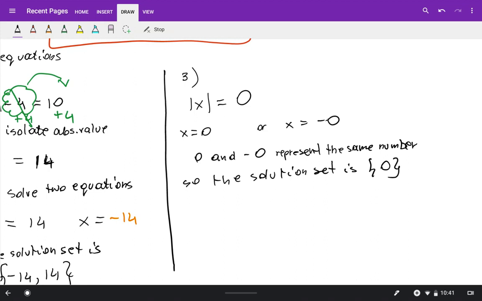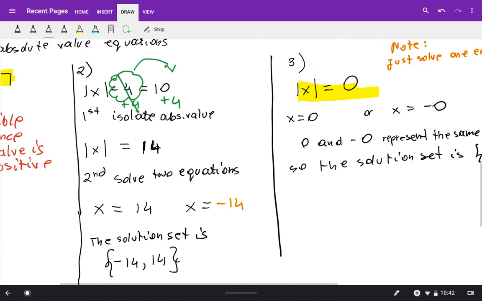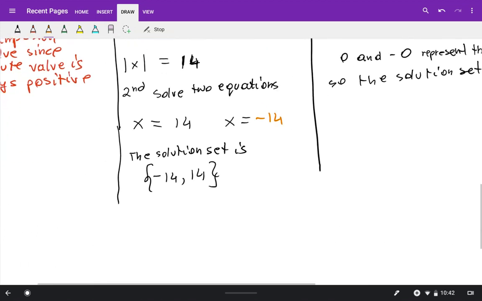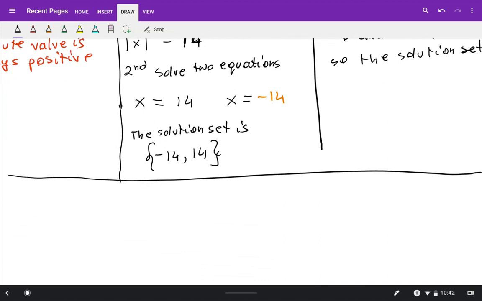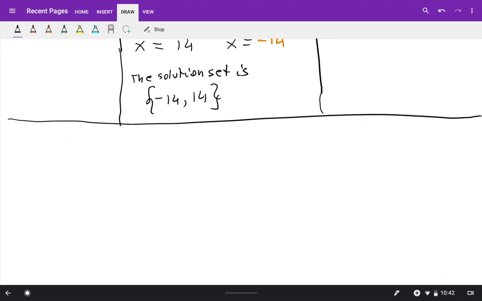So when you have absolute value equals 0, it's enough that you only solve one equation. Only here, when you have a 0 on the right side, just solve one equation, because negative 0 is the same as 0. So just remove the absolute value. Okay, so let's practice. Of course, the three examples which you just saw were very basic. Let's practice more advanced problems.